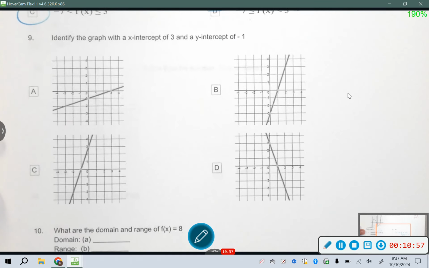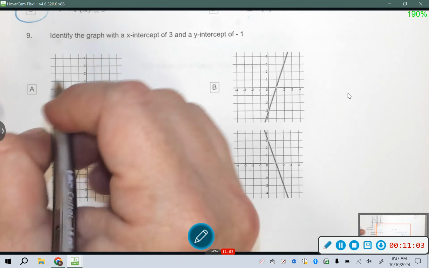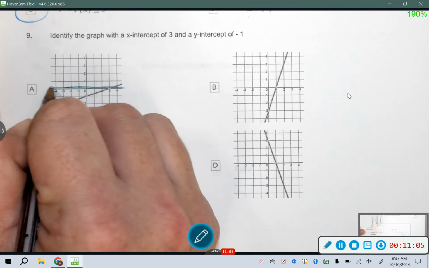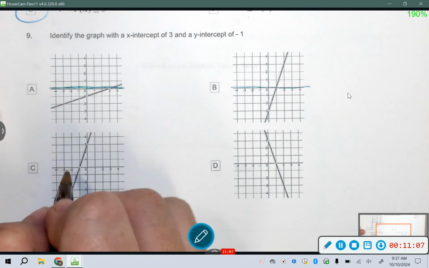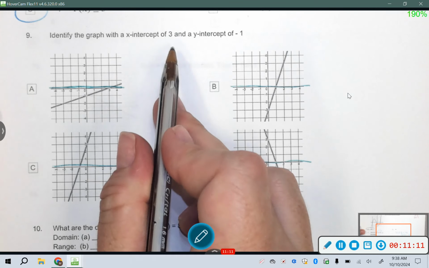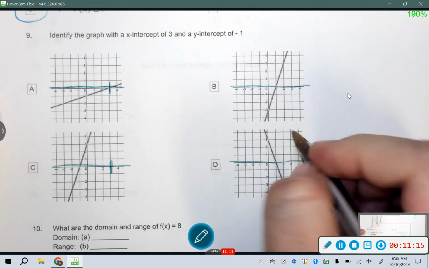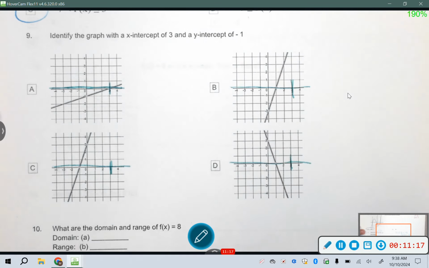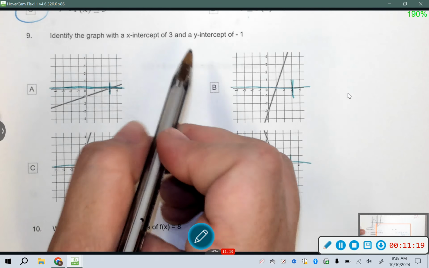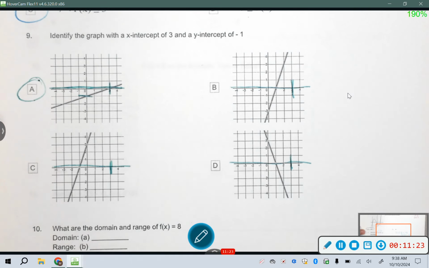Okay, look at number 8. It says identify the graph with an x-intercept of 3 and a y-intercept of -1. Well, the x-axis is here, and I need the x-axis to have an intercept of +3. Well, here's +3. So my only graph that has that is this one. So let's double check our y-intercept of -1, which is true. So my answer is A.